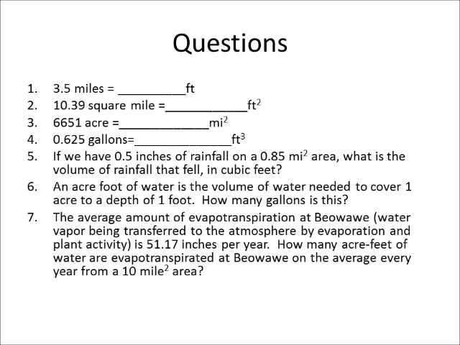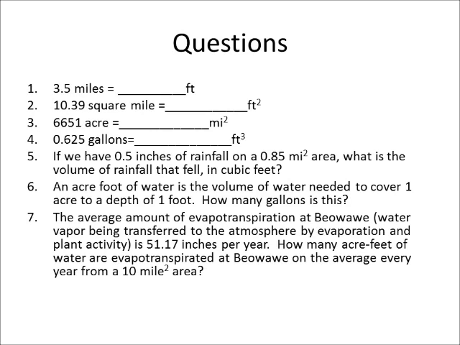And here's a word problem, and it's a common word problem. The average amount of evapotranspiration at Beowawe, which is, again, water vapor being transferred to the atmosphere by evaporation and plant activity, is over 50 inches. It's 51.17 inches per year. So the question is, how many acre-feet of water are evapotranspirated at Beowawe on the average every year from a 10-mile squared area? Now, why might you want to know a thing like that?